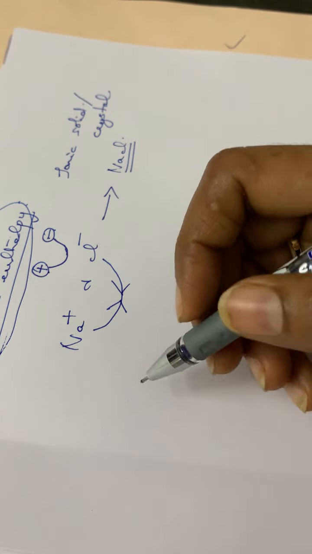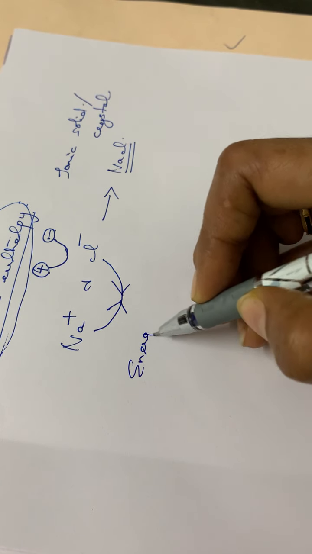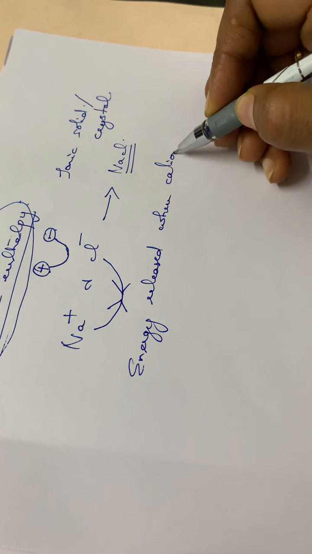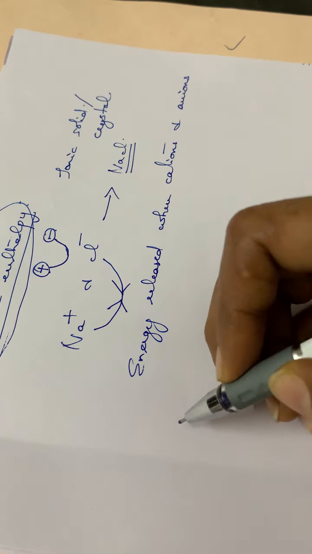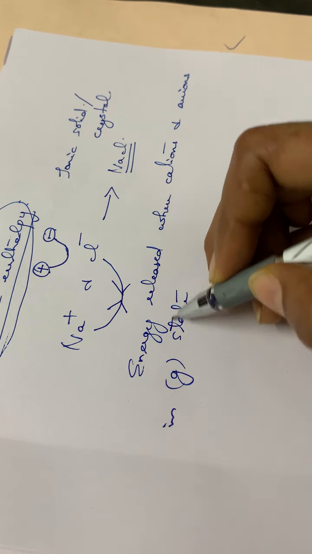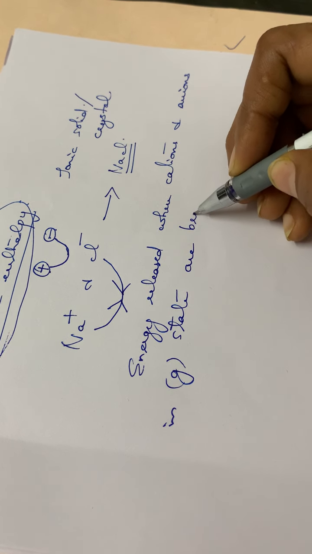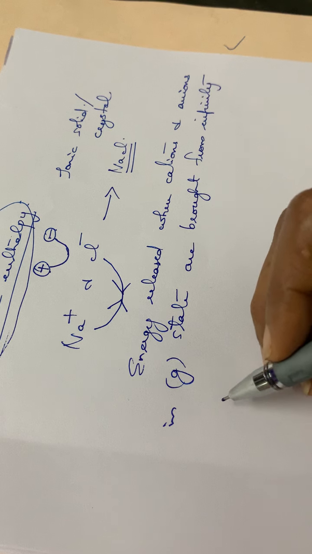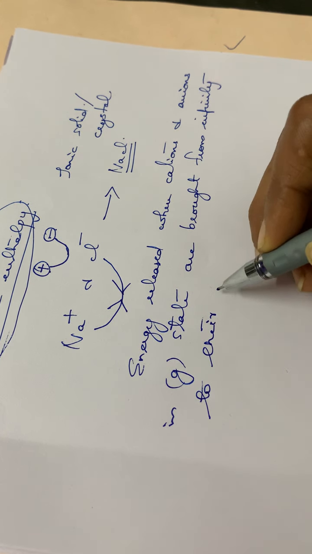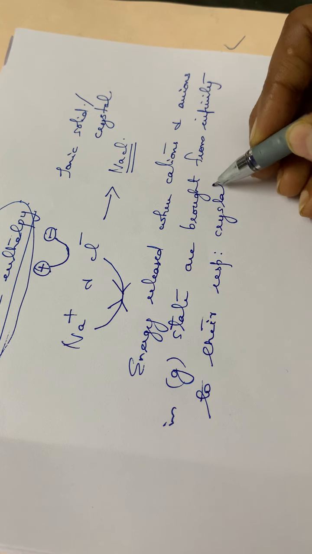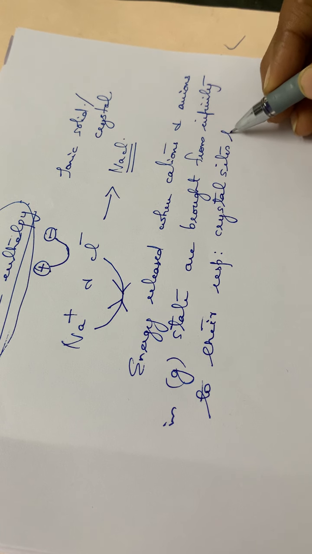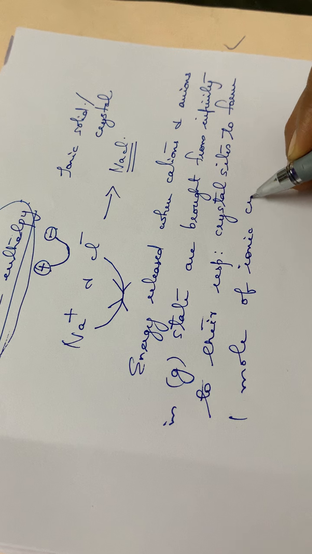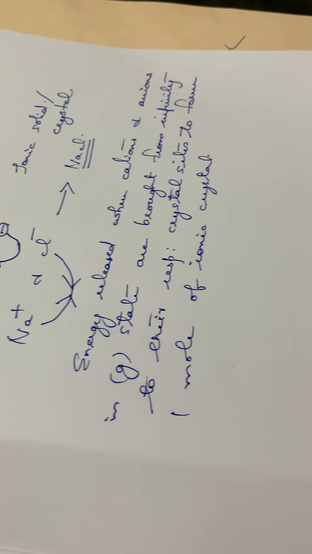Okay, I will be writing the definition. So lattice enthalpy, it is the energy released when the cations and anions in the gaseous state are brought from infinity to their respective crystal sites to form 1 mole of the ionic crystal. So that is the definition for lattice enthalpy.